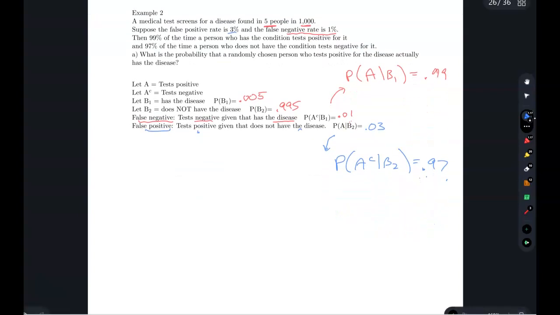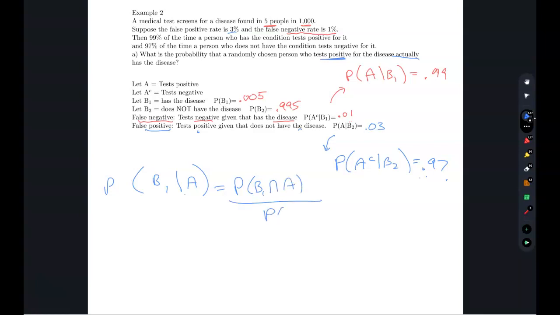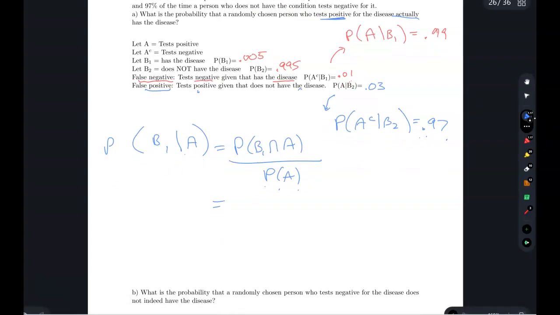Once we wade through all of that, part A asks: what's the probability that a randomly chosen person who tests positive actually has the disease? So that's B1, has the disease, given that they test positive. That's the probability of B1 and A over the probability of A. There are so many ways A is happening, so let's work on the numerator.